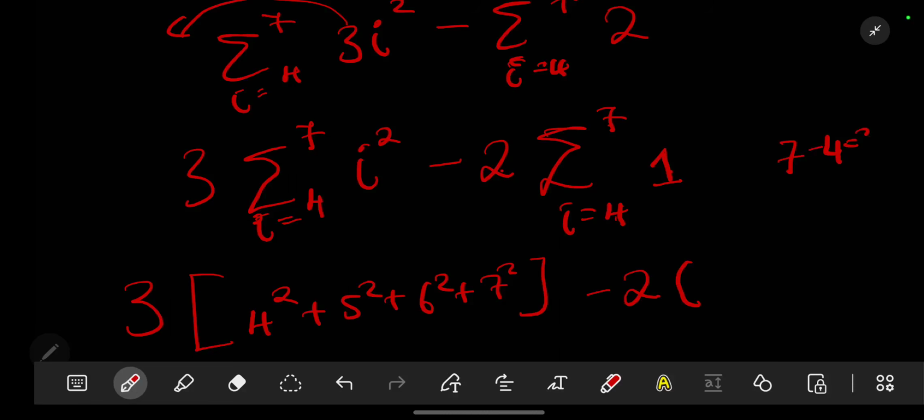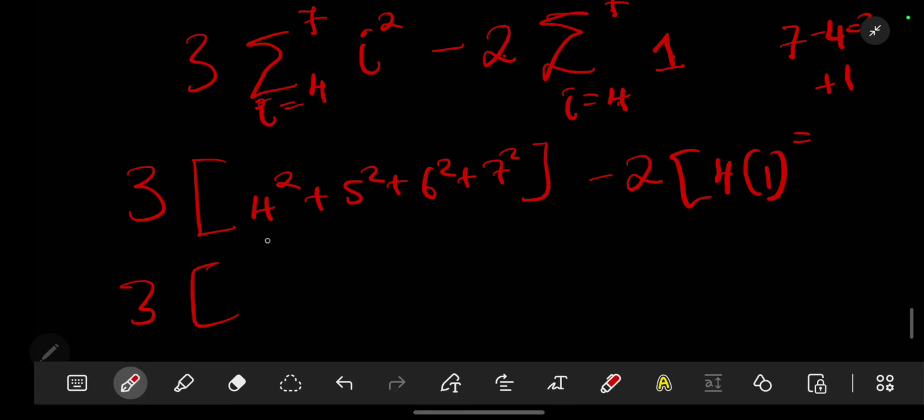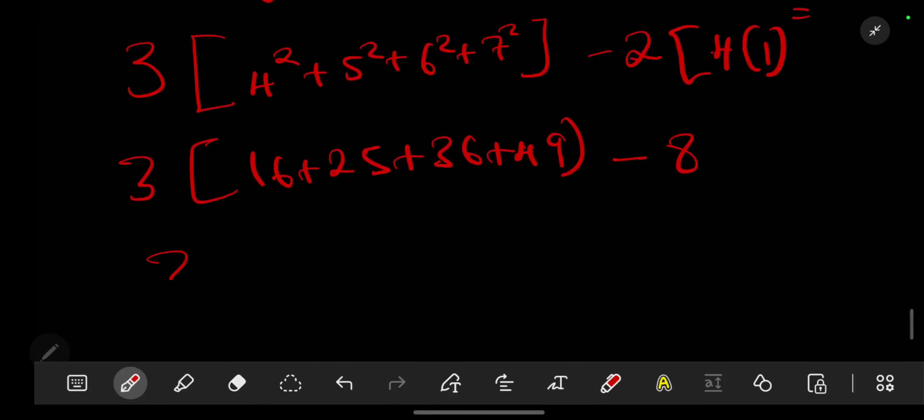So from 4 to 7, we know that 7 minus 4 is equal to 3. Then plus the 1, that's plus 1, so we have 4. So we have 4 terms. So we are going to multiply our number of terms that we have from 4 to 7 times this number. So we have times our 4 times our 1, like that. We have 4 squared is 16 plus 25 plus the 36 plus 49, like that. Then we have minus 4 times 2 is 8.